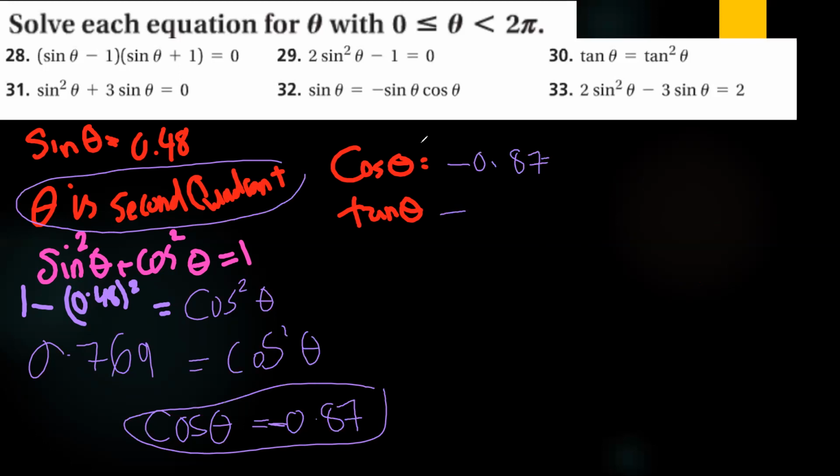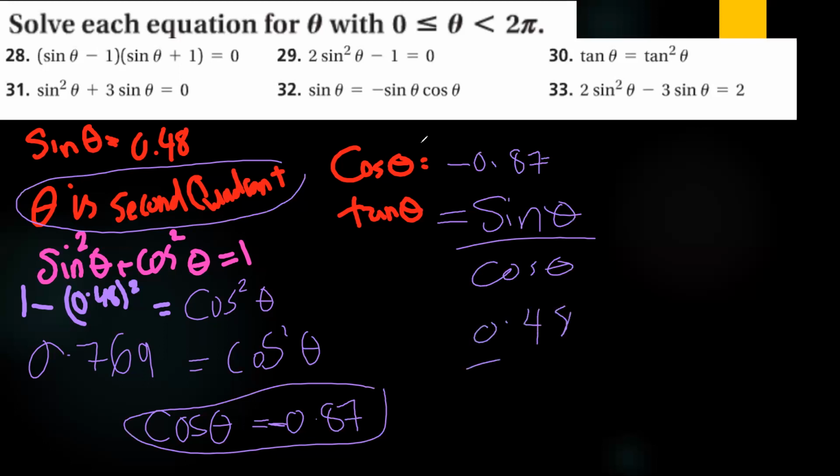Now let's find the tan. Which formula do we have to use to find the tan? Sine over cosine. Bravo. Which is 0.48 over negative 0.87, about negative 0.55. Yes. This will be the tan.